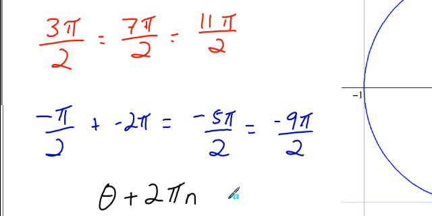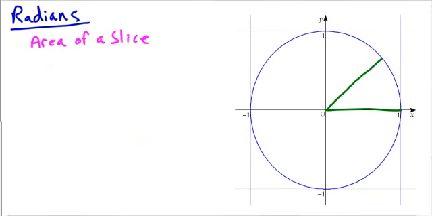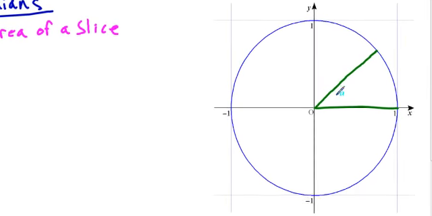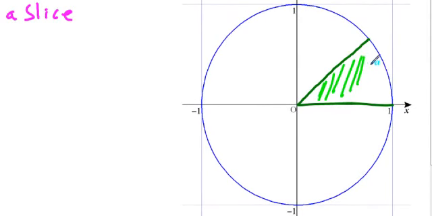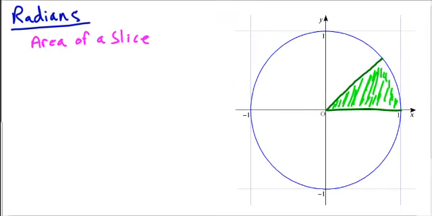Now let's take a look at how we find the area of a slice. What I'm asking for is, what is the area that this given slice created? Of course, I'm on the unit circle here again in radians. I want to find out the area of that slice.